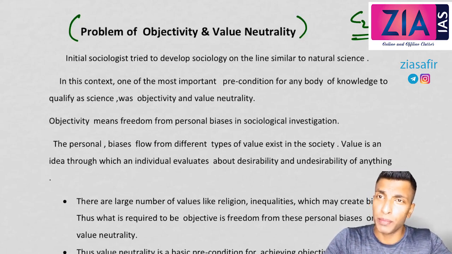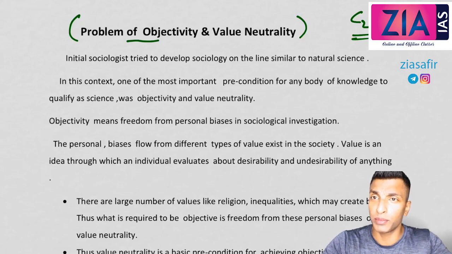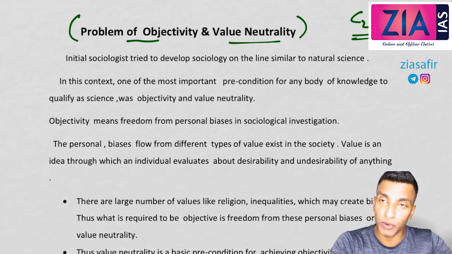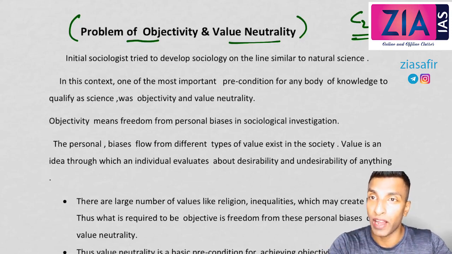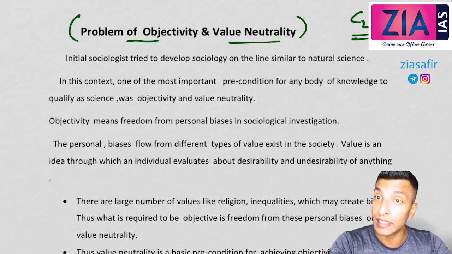If you see the question papers before, you will get a direct question exactly like this: what is the problem of objectivity and value neutrality, or objectivity and value neutrality. Some students always think that objectivity and value neutrality are the same. It is almost the same but not exactly the same. Actually, value neutrality is one of the means to achieve objectivity, because objectivity will be compromised because of certain values. So if you can remain value neutral, then you can achieve objectivity.